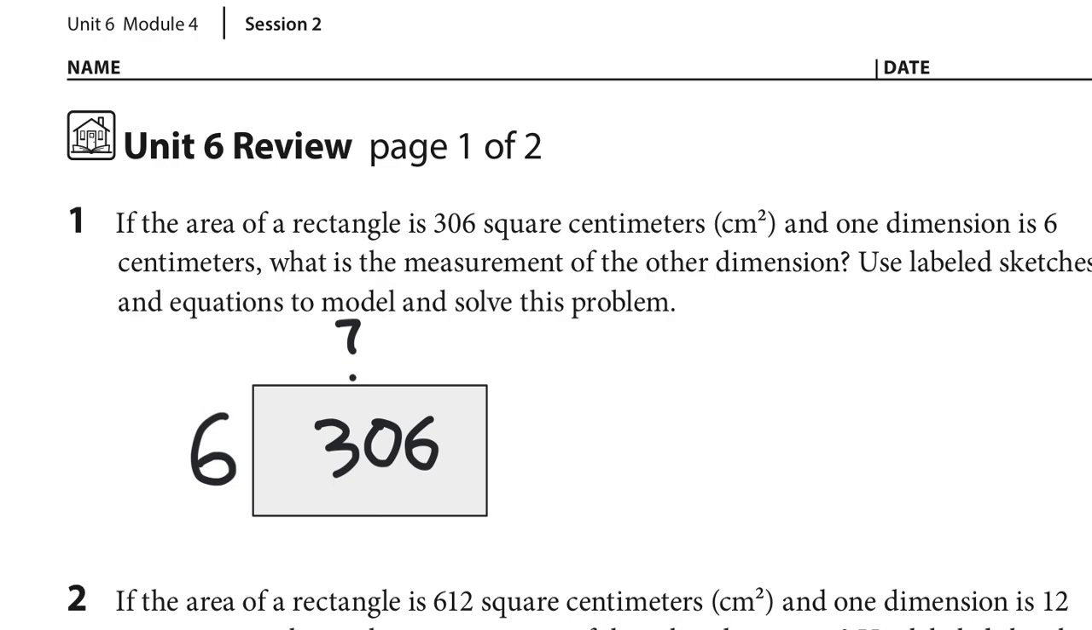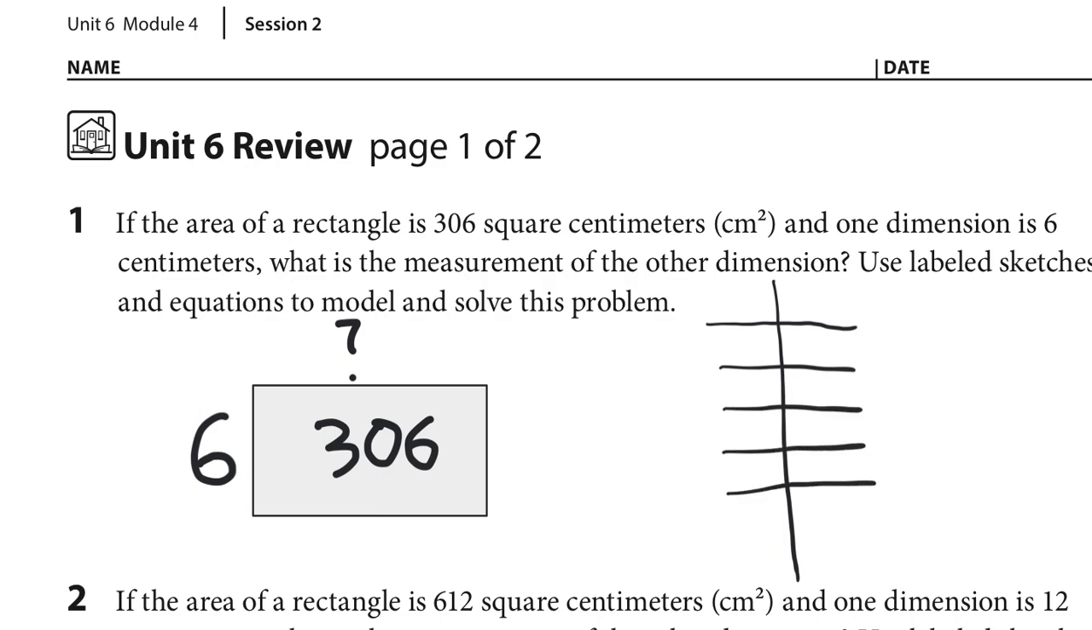At this point in time, what are we going to do? Well, it says, what is the measurement of the other dimension? And you can do this however you would like. I'm going to show you a way that I enjoy that I think is predictable and effective. The ratio table is nice. One thing that I try to do when I set up this ratio table is figure out logically what I could count by that gets me there faster.